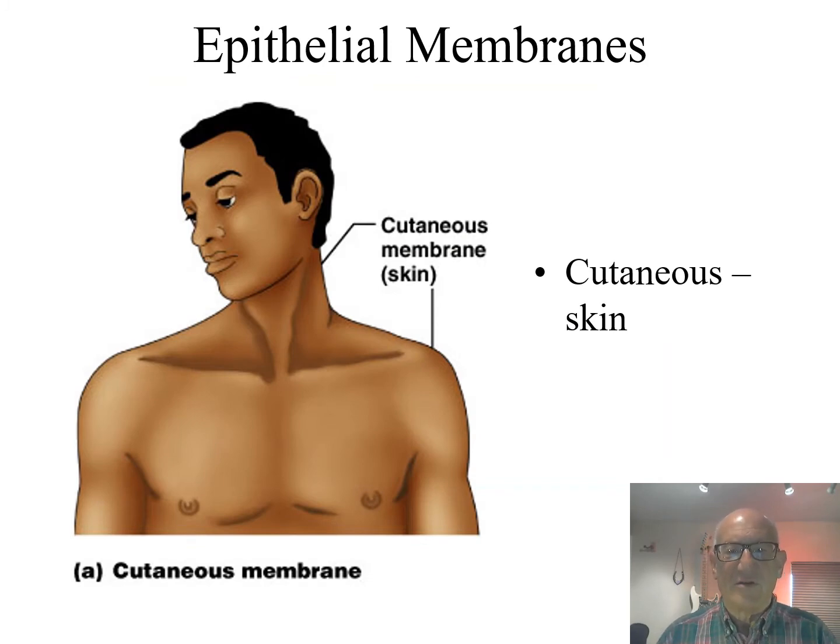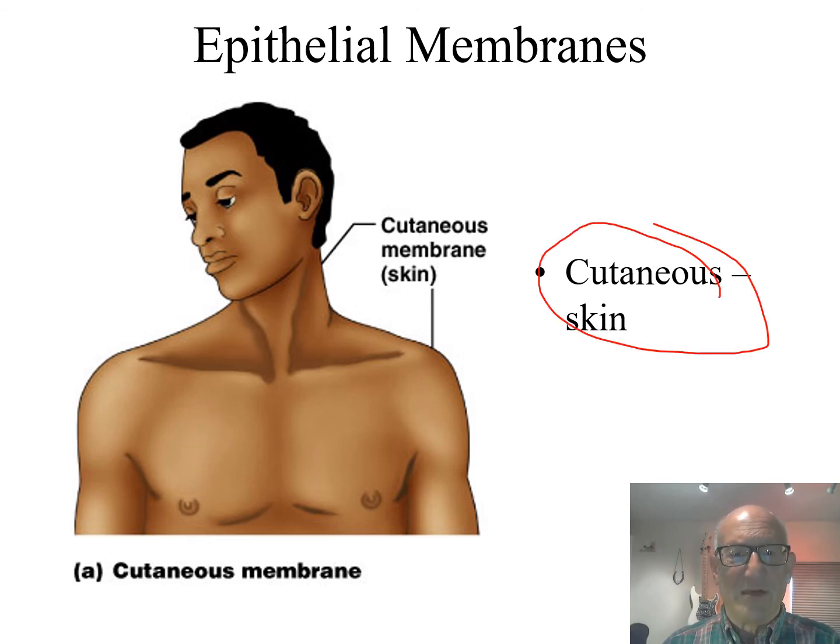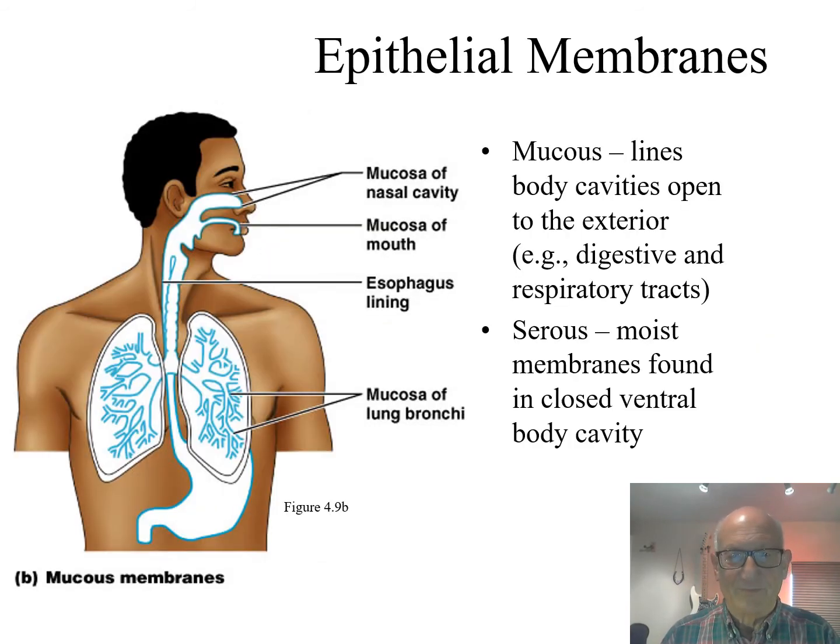Next, we're going to take a look at membranes. We find membranes in various areas in the body. The skin is actually called the cutaneous membrane. And in case you didn't know where the skin is, here's a diagram to show you. Epithelial membranes, we have mucous membranes that line the body cavities open to the exterior. In other words, that would be in the digestive tract and the respiratory tract.